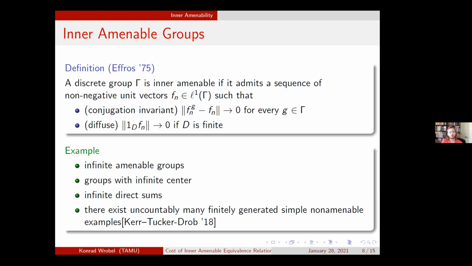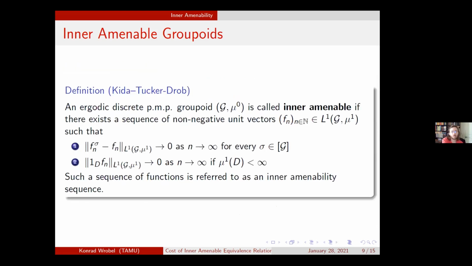All right. Okay, so that's about it for inner amenable groups. But I'm going to talk about inner amenable equivalence relations. So recently, Yoshikata Kida and Robin Tucker-Drob defined the notion of inner amenability in the context of groupoids. They said equivalence relations, but we're actually going to do it in the context of groupoids. The definition is very similar to the one on the previous slide. We just ask for a sequence of non-negative unit vectors in L1 that are conjugation invariant and diffuse. Call such a sequence an inner amenability sequence.